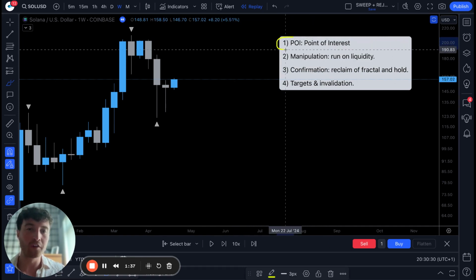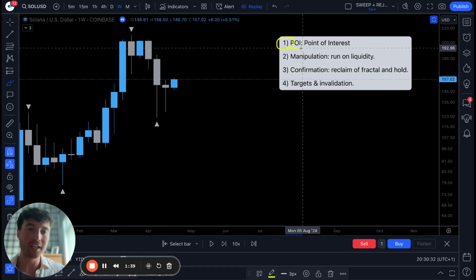Number one here on the checklist is our POI, okay? And what is POI? That stands for point of interest. And it's very, very simple. That is literally just the area that we're looking to trade around, okay? So some people may call that a key level. Some people may call that a point of liquidity.